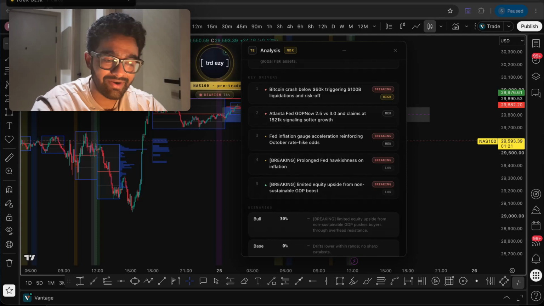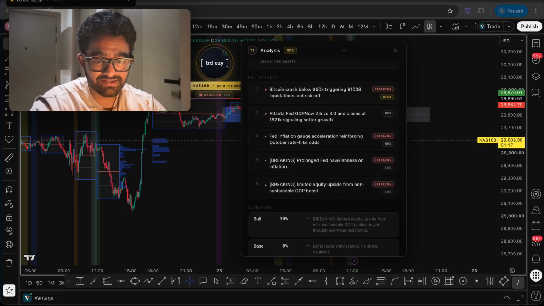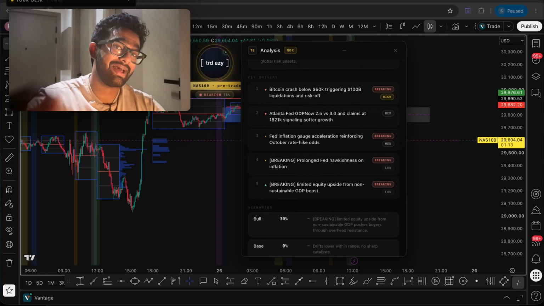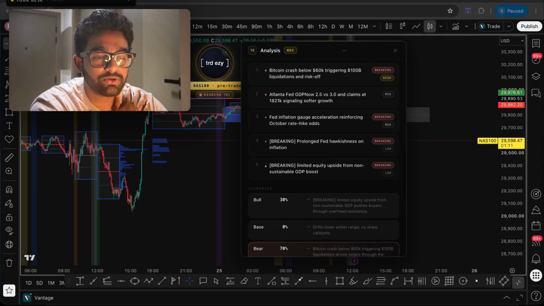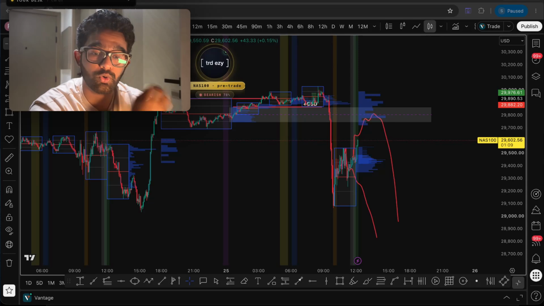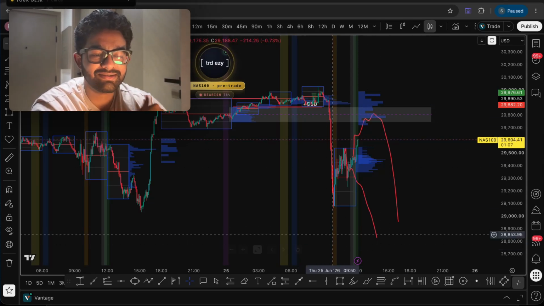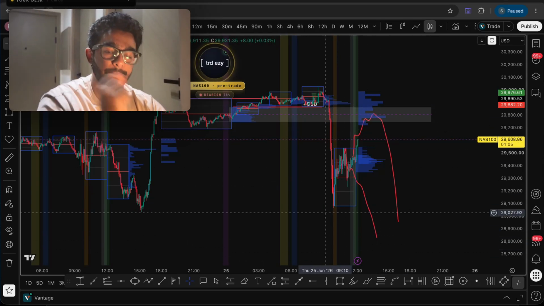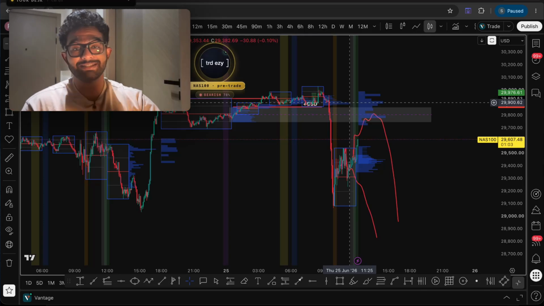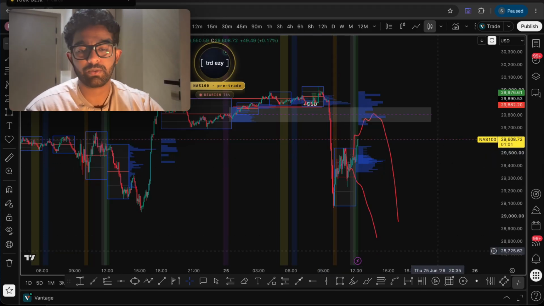So we're looking at the Bitcoin crash, the Atlanta Fed GDP now, and the Fed inflation gauge acceleration reinforcing the October rate hike. Also, we could have the rate hike. So this is exactly what is causing NASDAQ to go down. And what's exactly happening over here is it's simply a pullback. Just because we are pulling back doesn't mean that the overall situation is not bearish. So this is exactly what we are looking for.